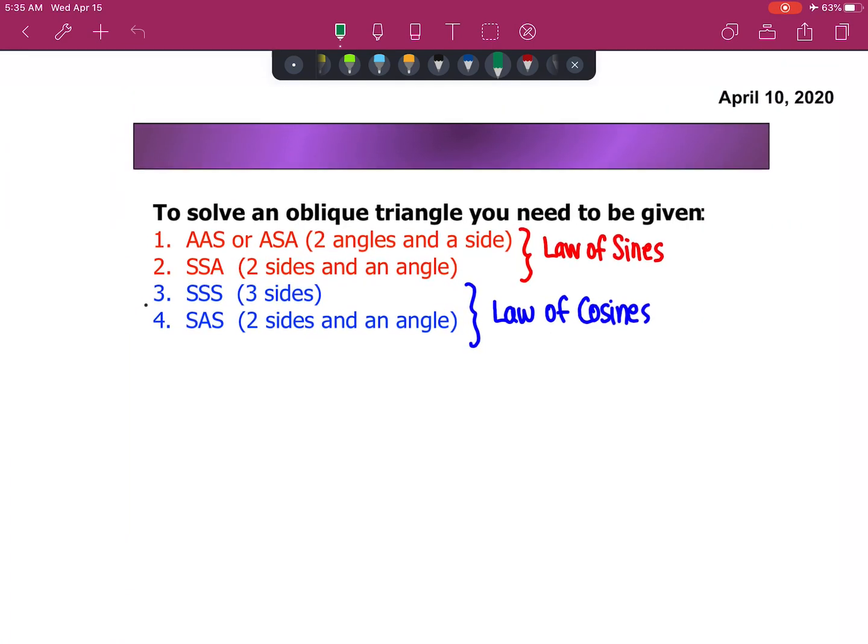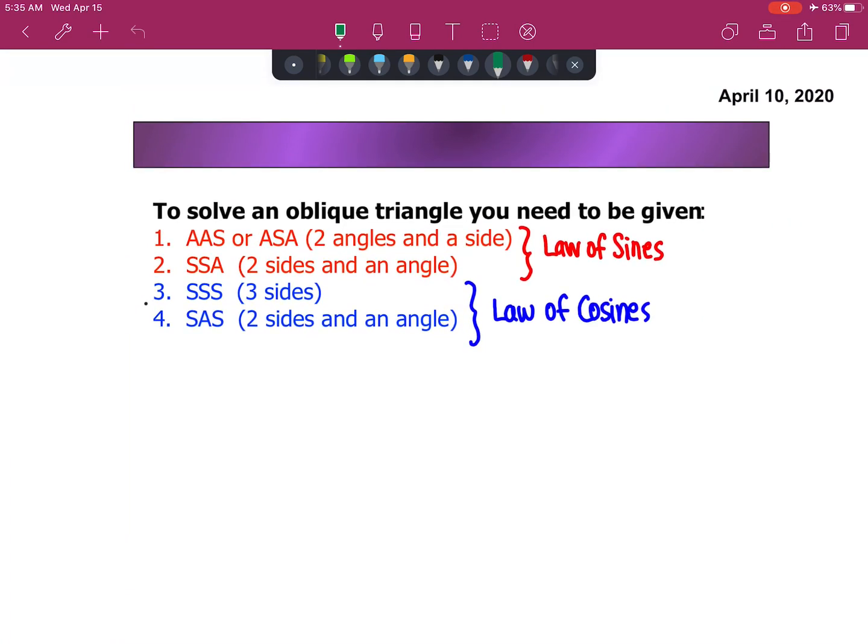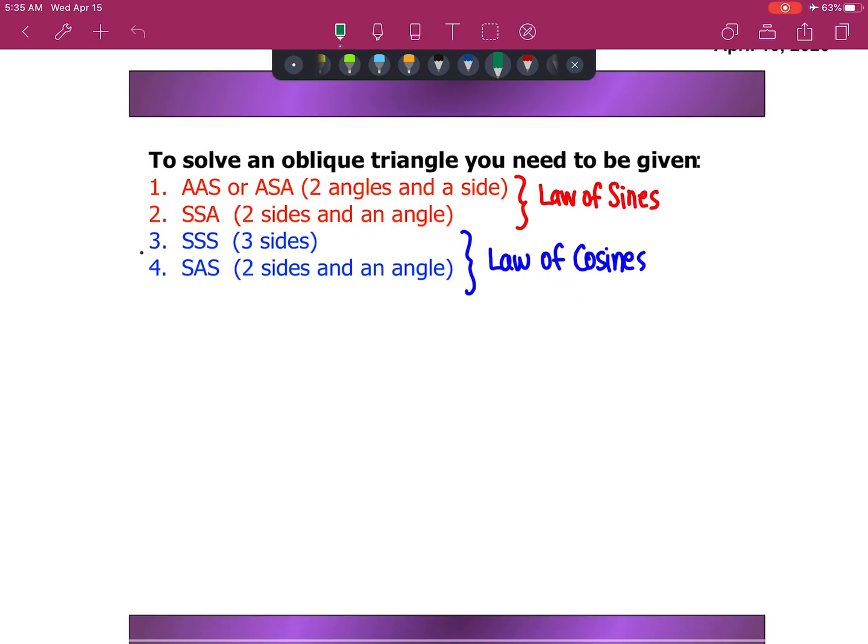So here we are again. To solve an oblique triangle, you need to be given some information. If you're given information that falls in the red section, you're going to use law of sines to solve that triangle. And if you're given information that's in the blue section, you're going to use law of cosines. Law of sines is what we're going to discuss in these videos.